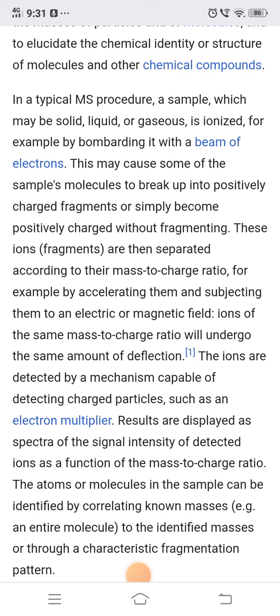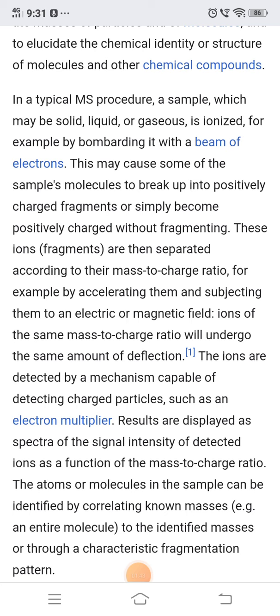This may cause some of the sample's molecules to break up into positively charged fragments or simply become positively charged without fragmenting. These ions are then separated according to their mass to charge ratio, for example by accelerating them and subjecting them to an electric or magnetic field. Ions with the same mass to charge ratio will undergo the same amount of deflection.